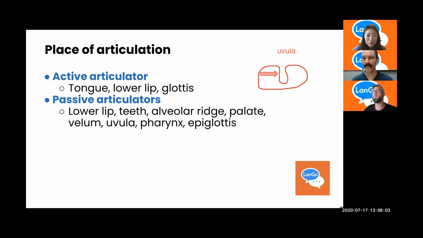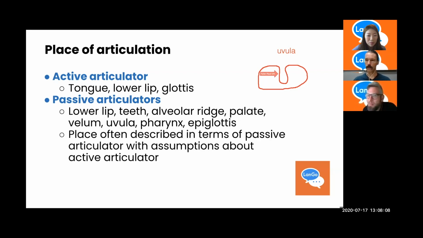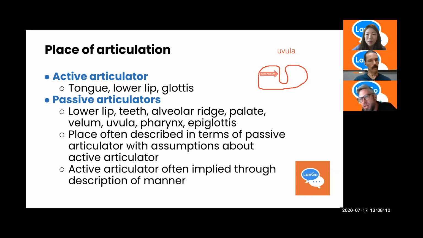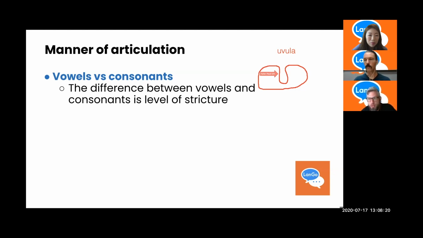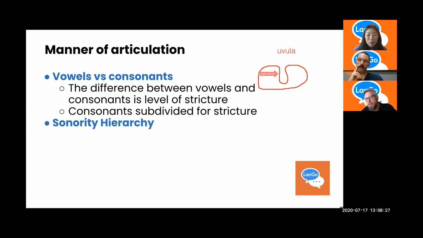Okay, so we need to talk a little bit about manner of articulation because, of course, manner of articulation is kind of what you're doing when you're talking about the active articulator, right? So as a reminder, the difference between vowels and consonants is one of a level of stricture. And consonants are subdivided among themselves by level of stricture. In theoretical phonology, they call this the sonority hierarchy. It's not that important for you to know that as a language learner, but if you're curious, now you can look it up.